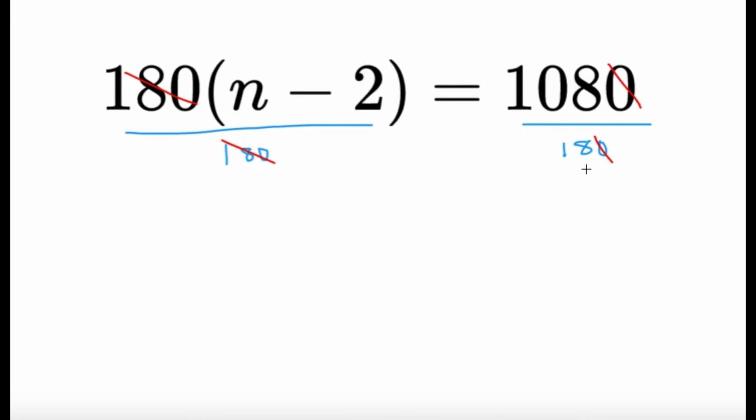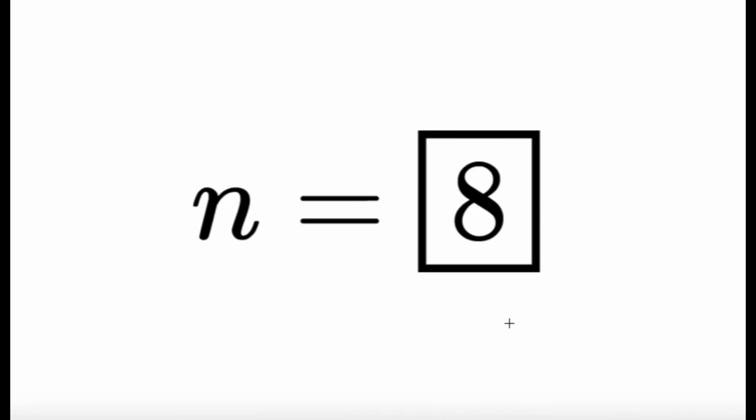1080 divided by 180, that's going to give you 6. So we're going to have n minus 2 equal to 6, and then we're going to simply solve for n. We're going to get that n equals 8. And this is our final answer.